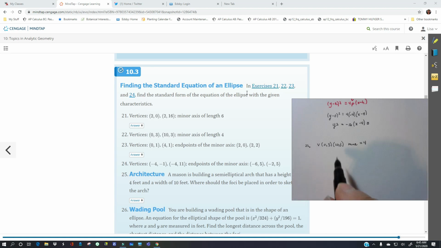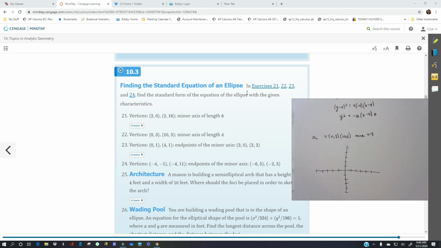So again, make a quick sketch. I'm going to do these in increments of 2: 2, 4, 6, 8, 10, 2, 4, 6, 8, 10. All right, so there's my little axis, and I'm going to plot my vertices. I've got one at (0, 3), so 3 is here, in between 2 and 4. And the other one is at (10, 3). So these are my vertices, right? My ellipse is going to go something like this.